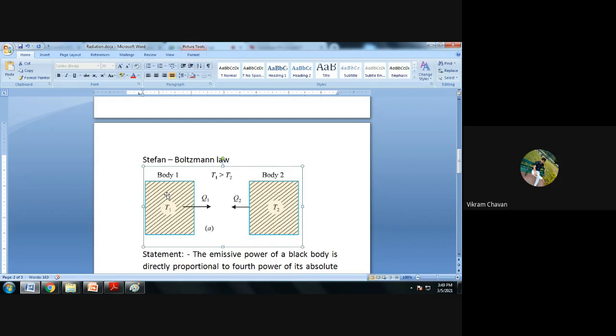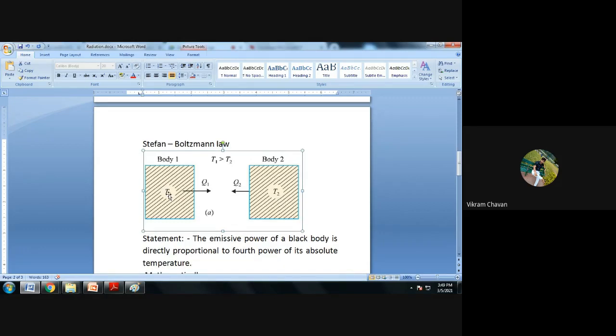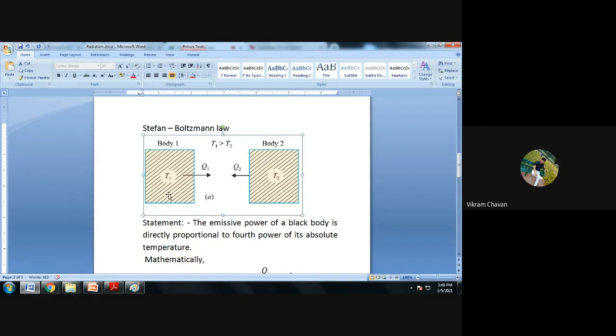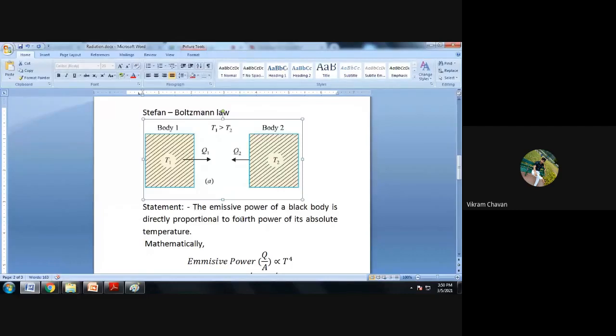Now according to the Stefan-Boltzmann law, it states that the emissive power of a black body is directly proportional to the fourth power of its absolute temperature. The emissive power of a black body is directly proportional to the fourth power of its absolute temperature.